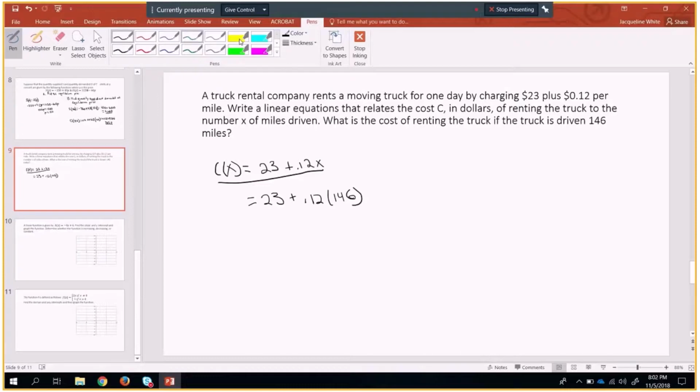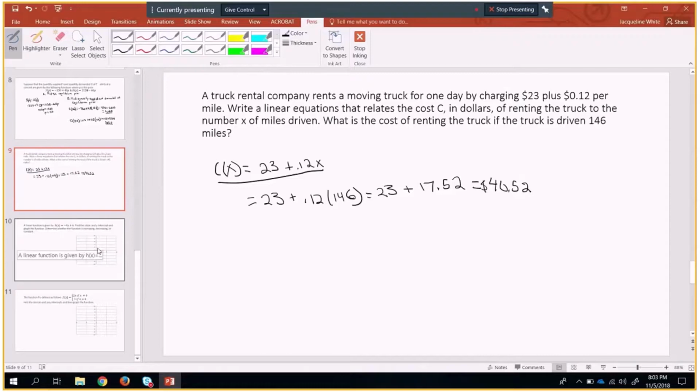That's equal to 23 plus 17.52. Ugly decimal, but we will strive through it. 23 plus 17.52 is just 40.52, right? And then that's our final answer. 40.52 is the amount of dollars it would cost for renting the truck if the truck is driven 146 miles. Okay. So that's it for that one.